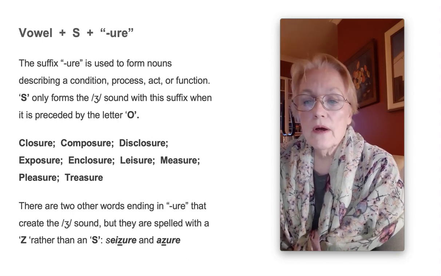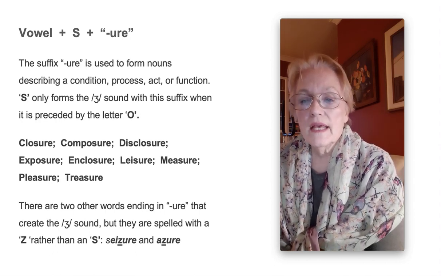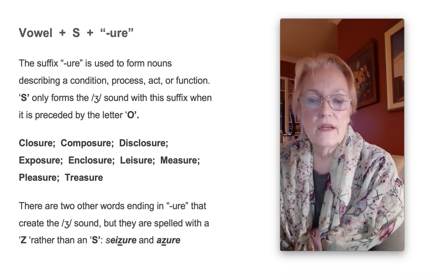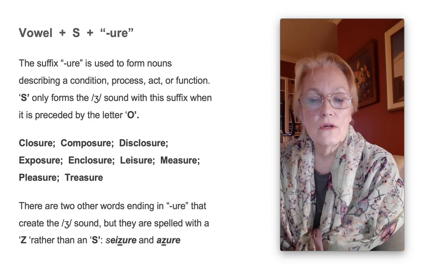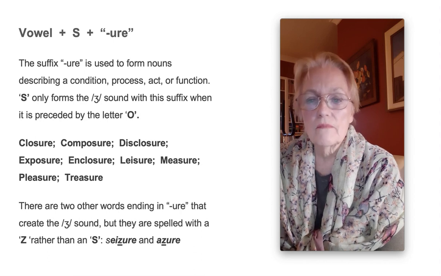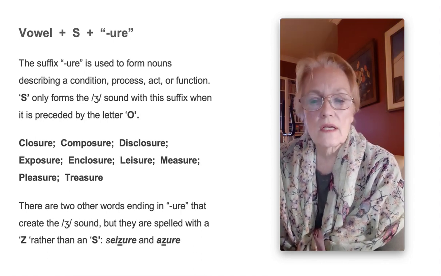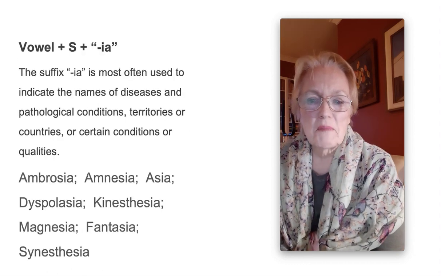Okay, so there are two other words ending in ure that create the zh sound, but they are spelled with a z rather than an s. All right, and that is seizure and azure. Well, azure, I think is American. I think we say azure in England, zure rather than jure. Okay, so that's probably more Americanized to have it in this section, because azure is what we say in Britain. Okay, but azure is more American, I think. Right. Either or, doesn't matter.